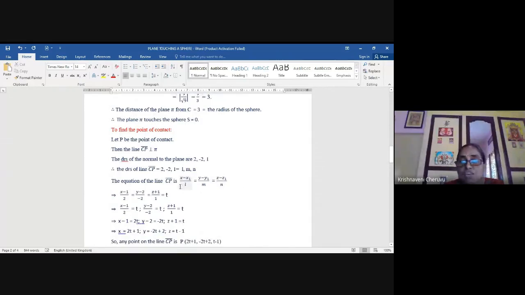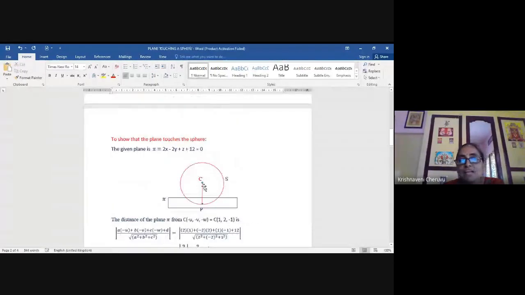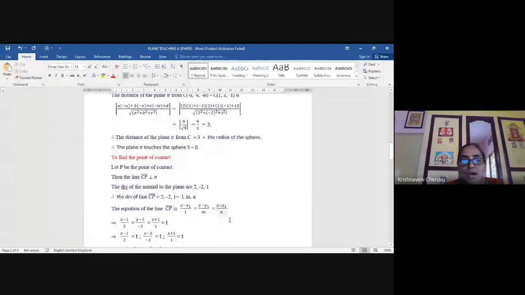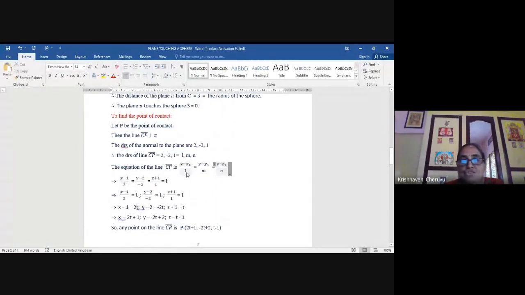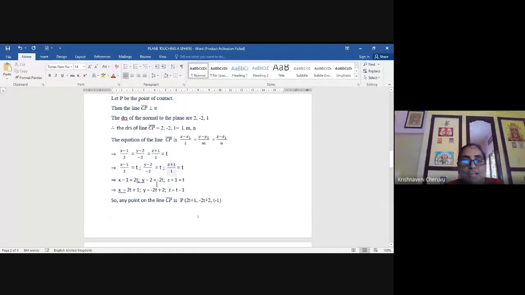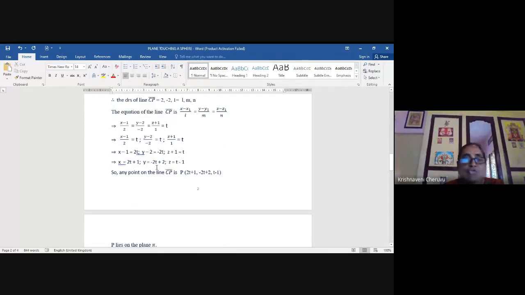So the equation in the symmetric form is (x minus x1) by l is equal to (y minus y1) by m is equal to (z minus z1) by n. Here x1, y1, z1 is the point through which it is passing. So that is the point C. It is (1, 2, minus 1). So x1 is 1, y1 is 2, z1 is minus 1. So x minus 1 by l, here l is 2, m is minus 2, n is 1. Equating each one, you will get x minus 1 as 2t, y minus 2 as minus 2t, z plus 1 as t, from which you get the x value, y value, z value.